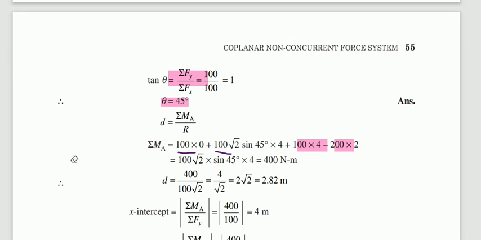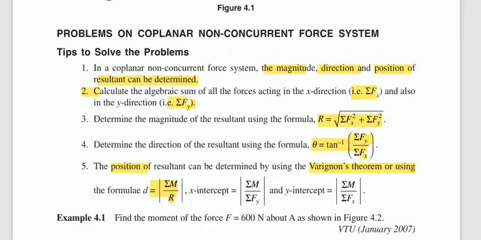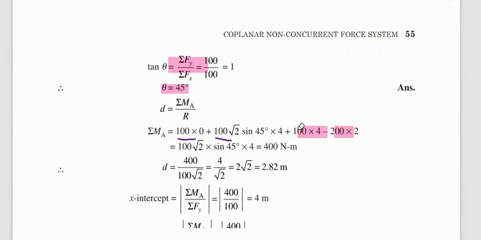So this is the moment about point A. Now you need to find out the distances. So what is the formula we have? By the steps you can observe here, D is equal to summation of M divided by R, x intercept is summation of M divided by summation of Fy, and y intercept is summation of M divided by summation of Fx. So similarly you can put the values and find out here.